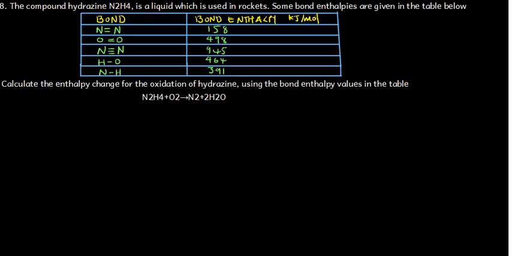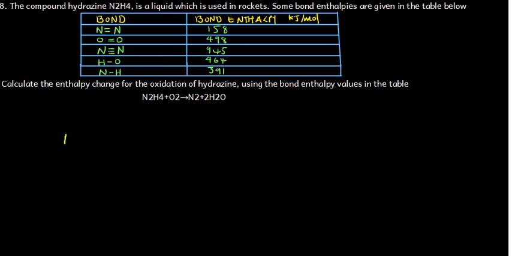Now let's look at this question. The compound hydrazine, N2H4, is a liquid which is used in rockets. Some bond enthalpies are given in the table below. Calculate the enthalpy change for the oxidation of hydrazine using the enthalpy values in the table. So the reaction given is here.